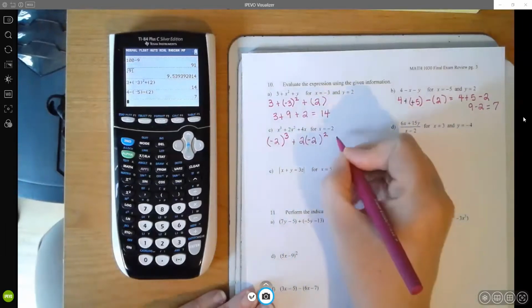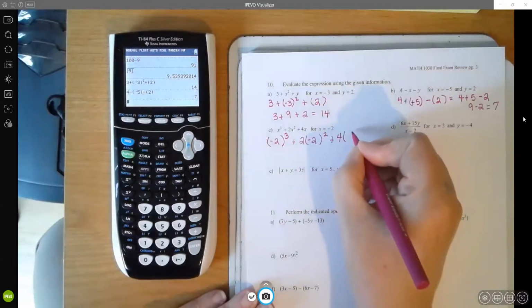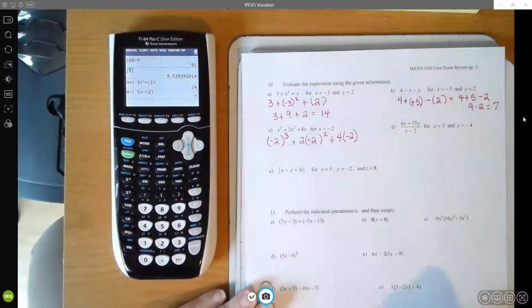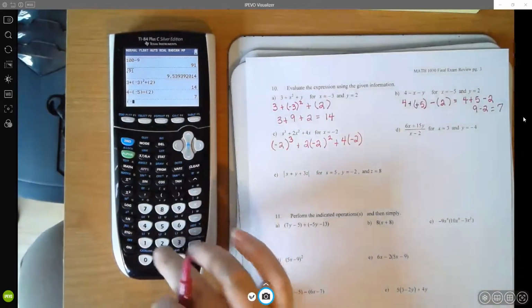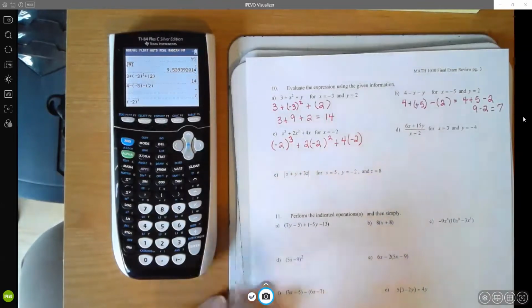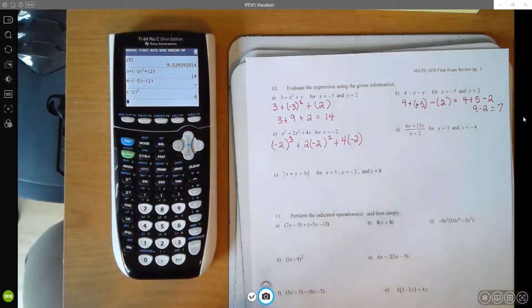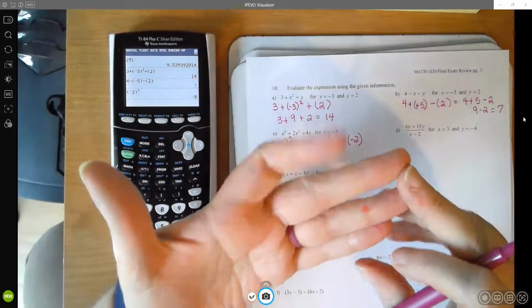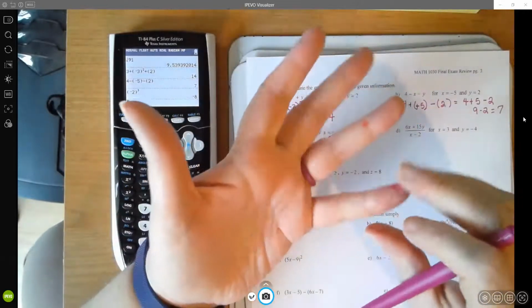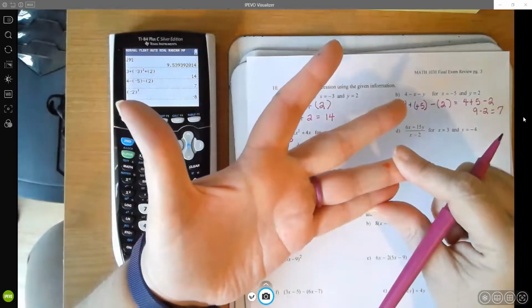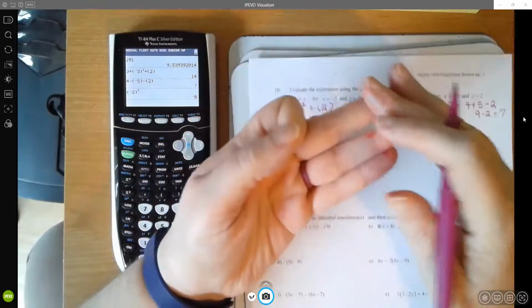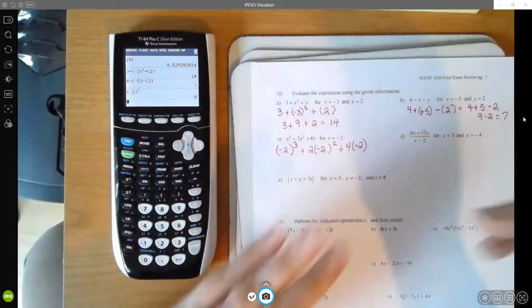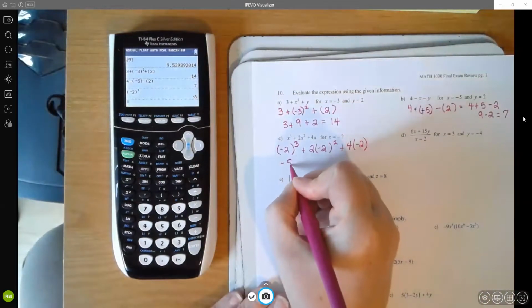X is negative 2, plus 4 times the x, which is negative 2. Well, negative 2 to the third power, you could use the calculator if you need to on that. But you could also say negative 2 times negative 2 is a positive 4, times a negative 2 is a negative 8. So I counted the number of times I was multiplying, and that gave me negative 8.